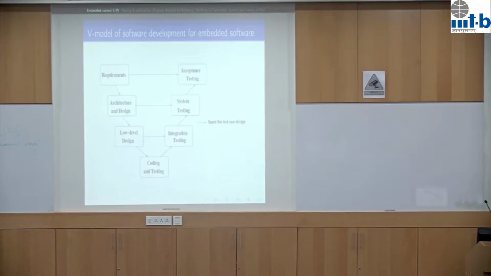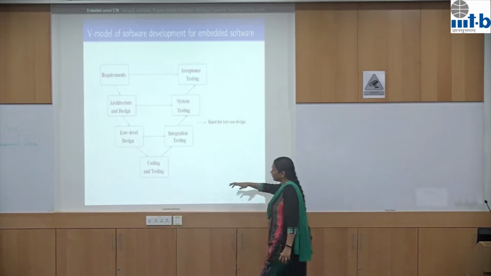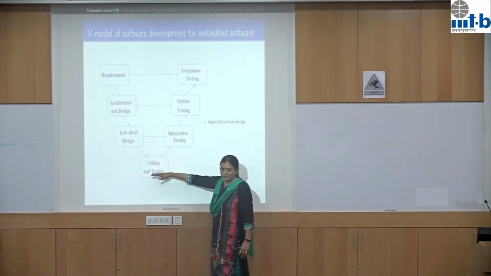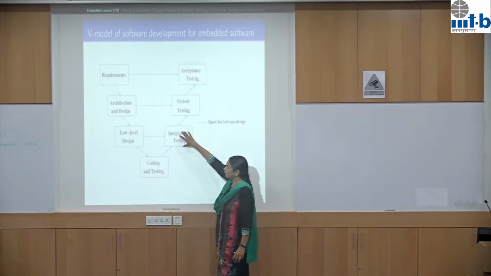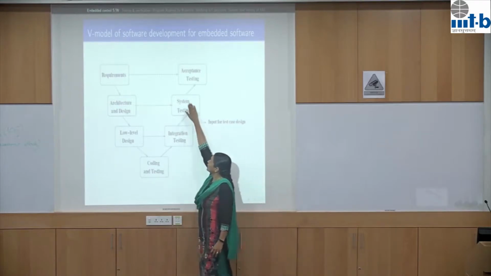But when we work with embedded software, we usually give a lot of importance to this side of the V model, because testing is given a huge amount of prominence in embedded software. So we do several levels of testing. As a person is writing code, he or she does unit testing. Then we put together the software and hardware components and do integration testing. Then we do system testing.